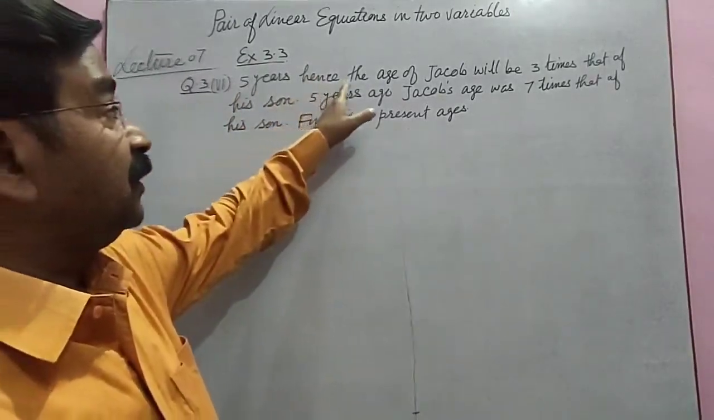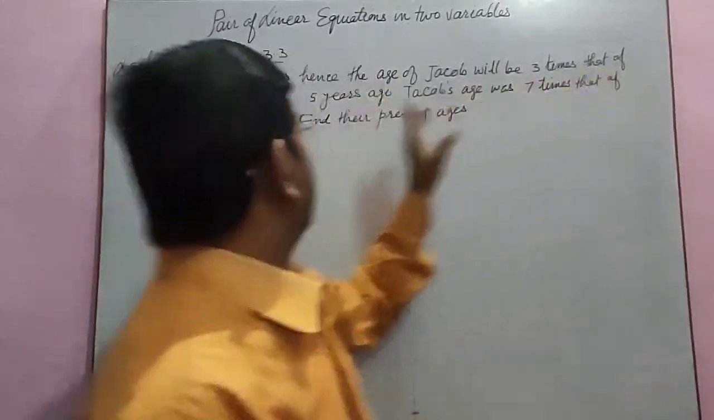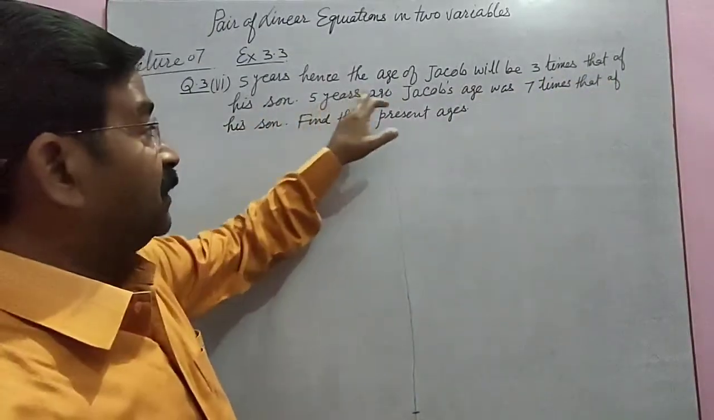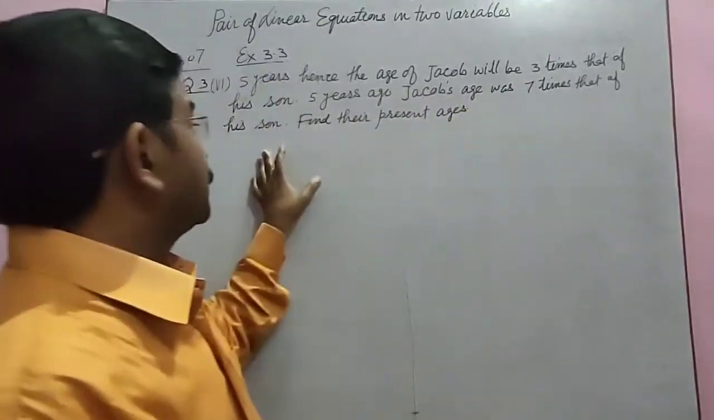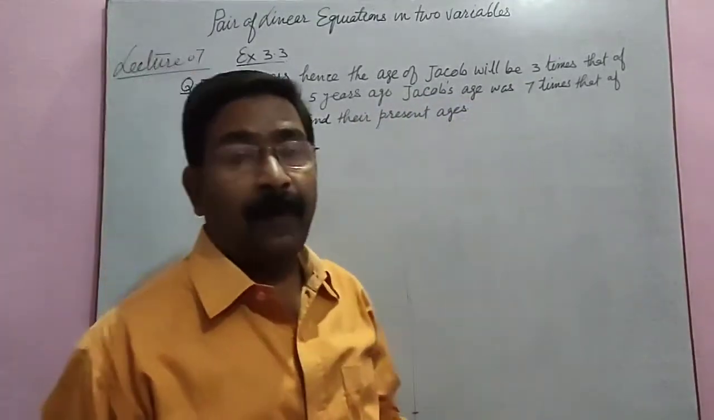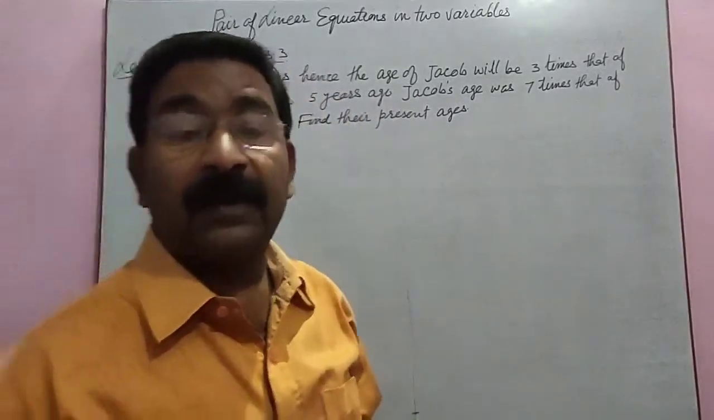Now last part of the question, I am reading it. 5 years hence, the age of Jacob will be 3 times that of his son. 5 years ago, Jacob's age was 7 times that of his son. Find their present ages. 2 persons are there, and we have to use 2 variables.